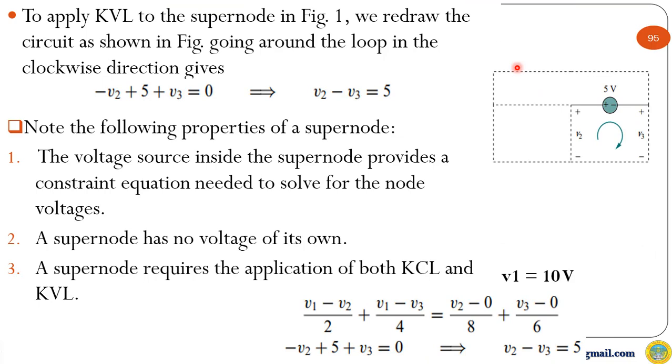The voltage source inside the supernode provides a constraint equation needed to solve for the node voltage. A supernode has no voltage of its own. So a supernode requires the application of both KCL and KVL.